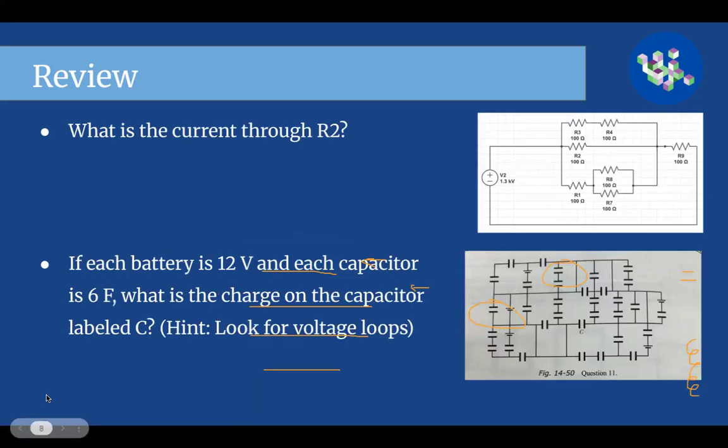So, quick review problem. I think we're gonna skip number two for now, but try number one. I'll give you 2 or 3 minutes.